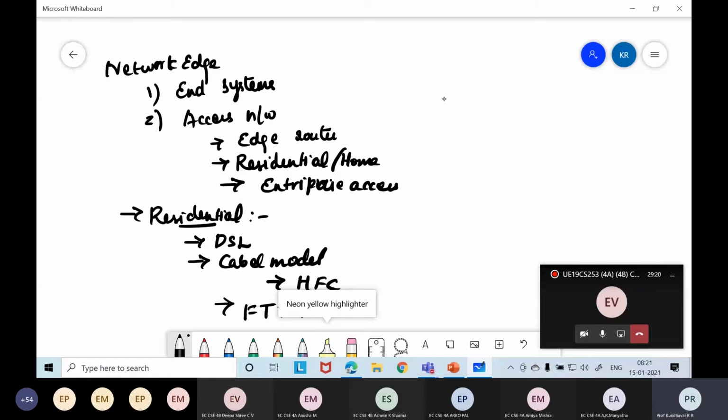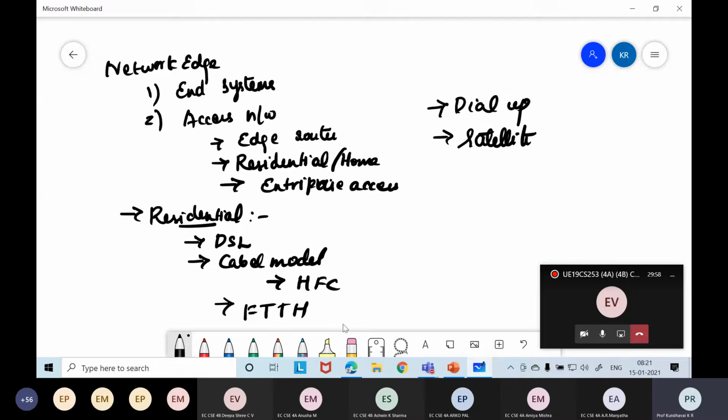So in residential, apart from DSL, cable modem and FTTH, if these are not available in certain locations, then they can use dial-up, which is very, very slow, or they can use satellite access too. In places where DSL or cable modem or FTTH doesn't work or cannot be implemented, dial-up or satellite access can be taken. All right, this is about residential.